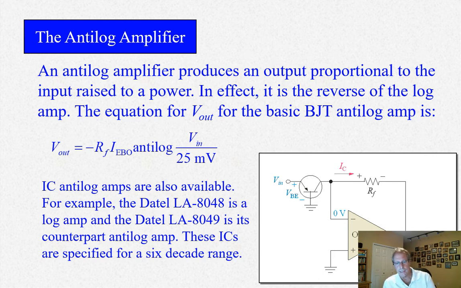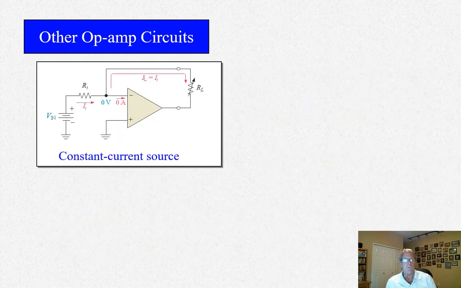So here's an example, the Dateline LA8048 and 8049 are companion parts. One's a log, one's an anti-log. And again, there are other ones out there that do it similar to what I just described, using a lookup table and things like that. But they're all viable parts. Okay, so that was log and anti-log amps.